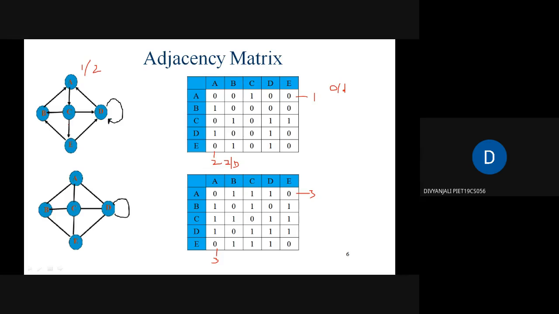It will always be so, because its in degree is also 3 and out degree is also 3 in the case of undirected graph. Is it so? Yes or no? And 4. Now you can cross check also for D.